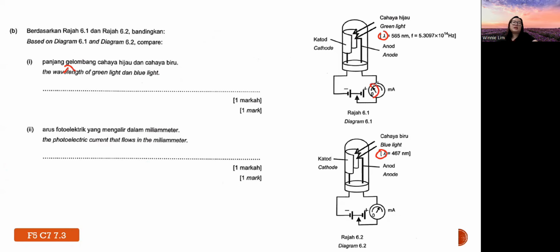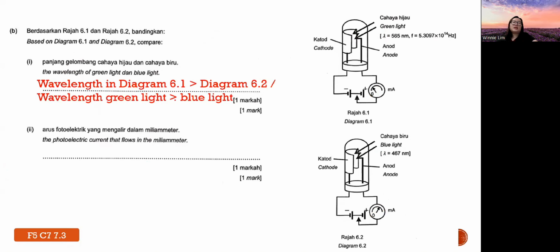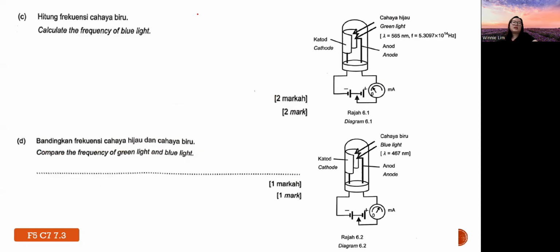Then for the current, you can look at the milliammeter. This one deflects less, this one deflects more. So the wavelength in 6.1 is bigger, but the current in 6.1 is less. The main concept under this chapter is that light exists in particle form, which we call photon energy. And then you will have the concept of photon energy E equals to what? hf. So generally, this energy is affected by frequency. That's why now they ask you to calculate the frequency of the blue light.